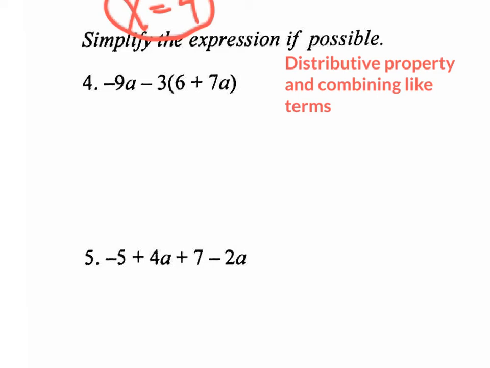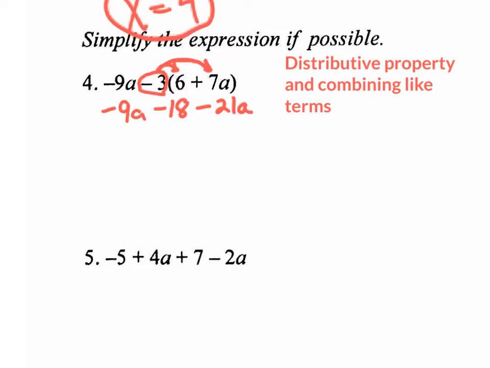Yes, there is. Again, I like to circle what I'm going to distribute, and I'm not going to just circle the 3. I want to call it a negative 3. That minus sign is going to be included. So I want to do the math with the negative sign in front. So negative 3 times 6, that's negative 18. Negative 3 times positive 7, that's negative 21, and of course it has an a. And what else do I do? I'm going to bring down this negative 9a.